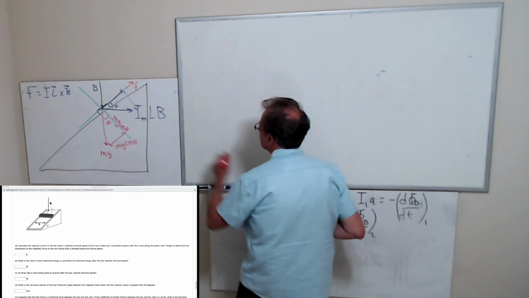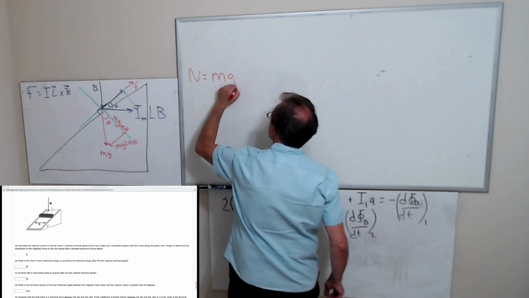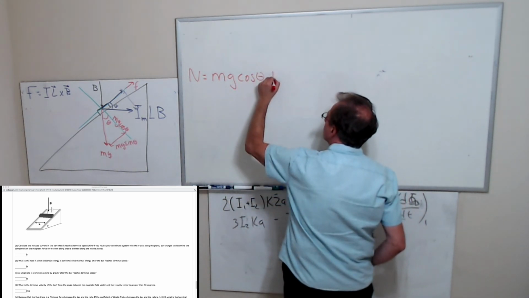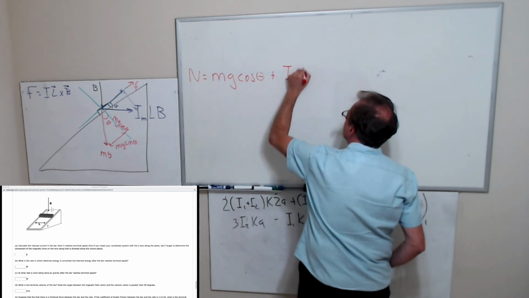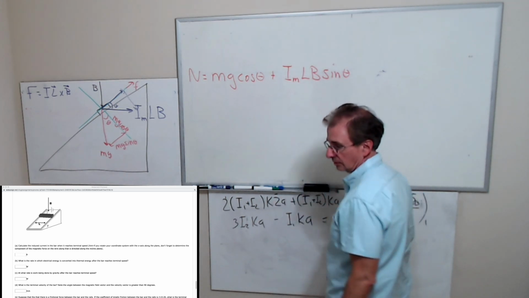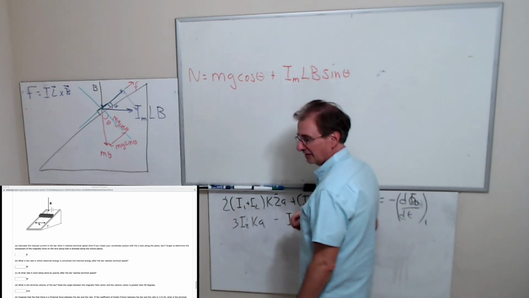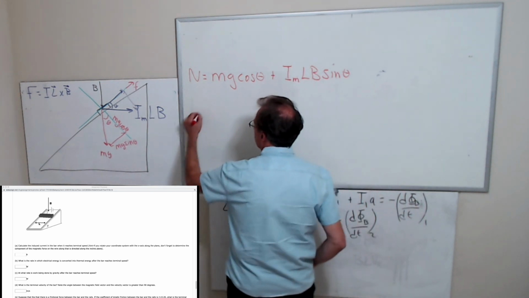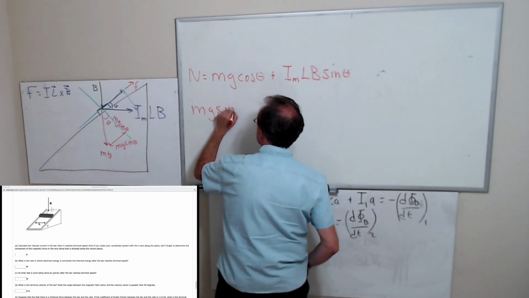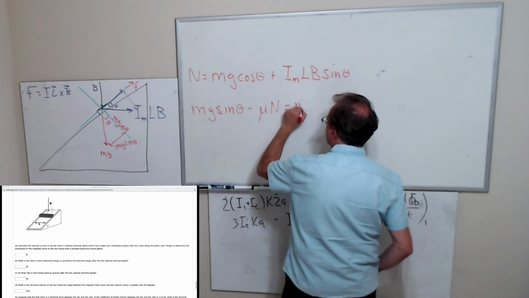So the normal force, because these two are pointing down, is mg cosine theta plus I motional L B sine of theta. Of course, I'm going to let you figure out what that is. Okay, and then in this direction, you're going to have mg sine theta minus mu times the normal force equals ma.